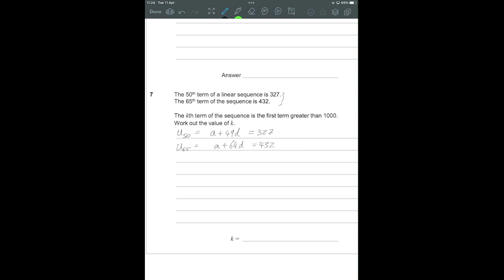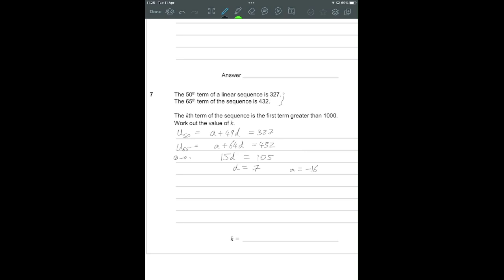Well, now I can find the difference if I do equation 2 subtract equation 1 to keep things a little bit positive. The 64 minus 49, and then the other side is 15d equals 105. So d is 105 divided by 15, which is just 7. And then a, I can work out from either of the others. I'm going to use the top one, 327, subtract off 49 lots of that value. A comes out as negative 16.